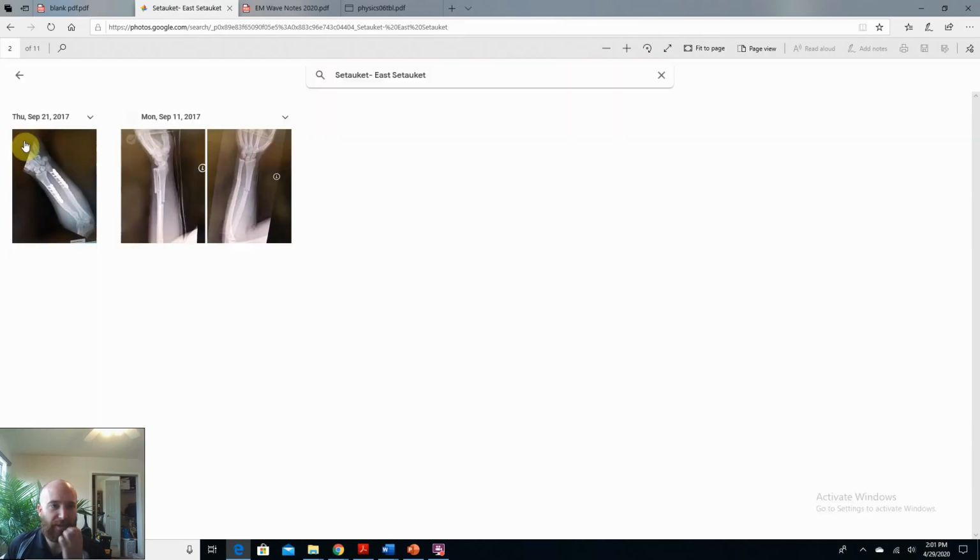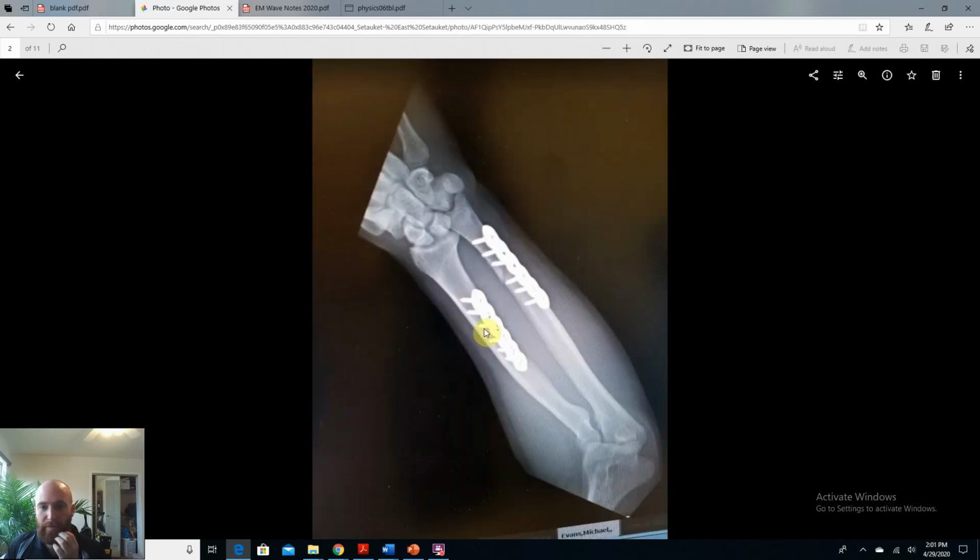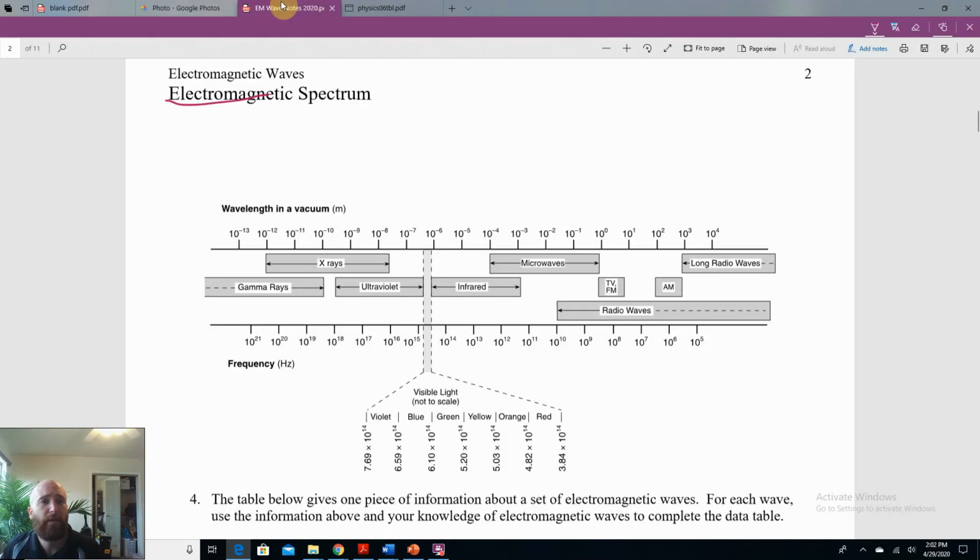So like denser things, like the bone or maybe this metal right here, the X-rays can't pass through them. So they're kind of useful. Since they have more energy, we can use them to see through some things. And then gamma rays, which are sort of our more dangerous nuclear energy type things. So they're very high frequency. You probably don't see these every day.